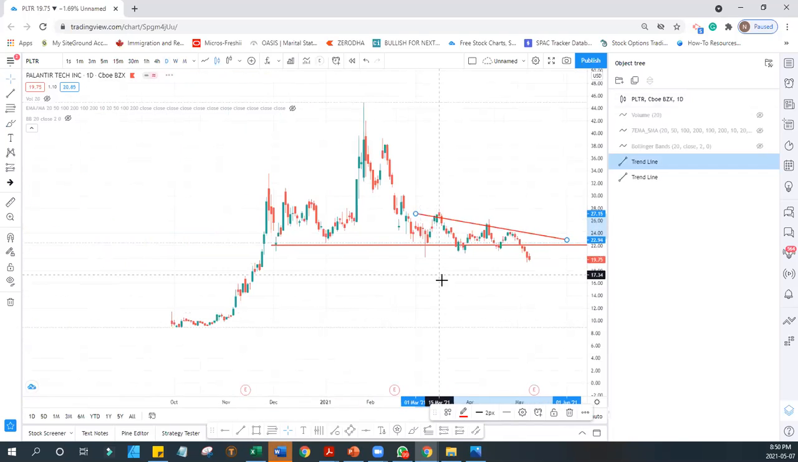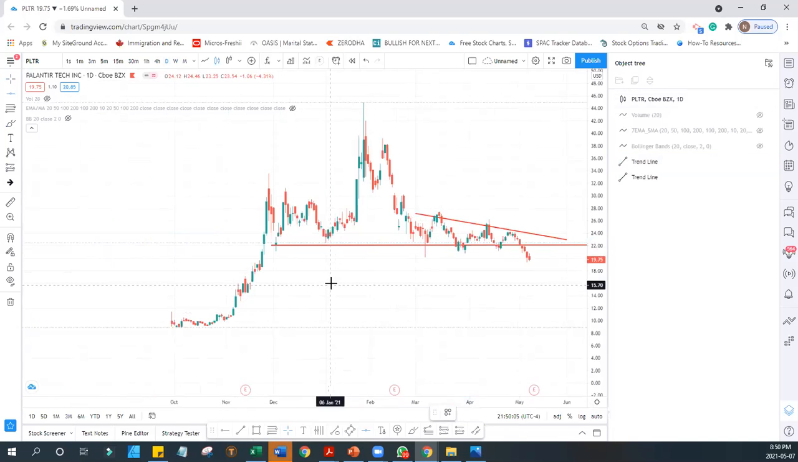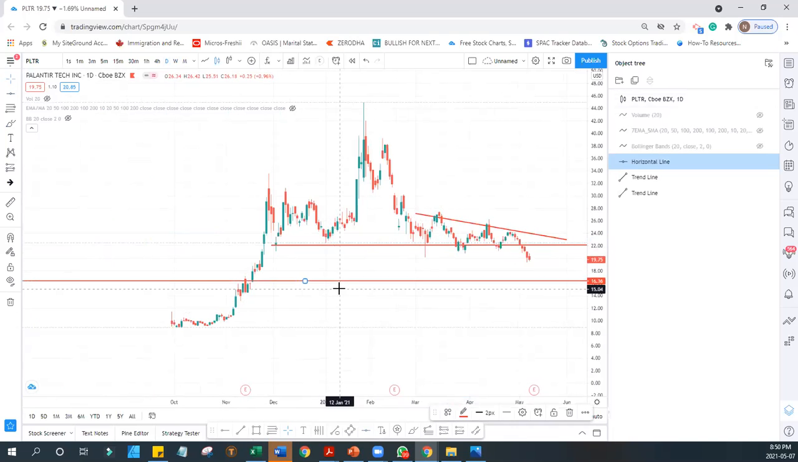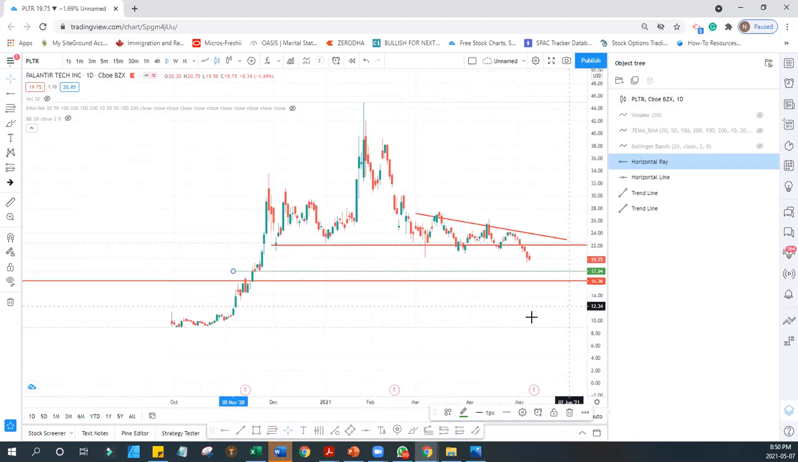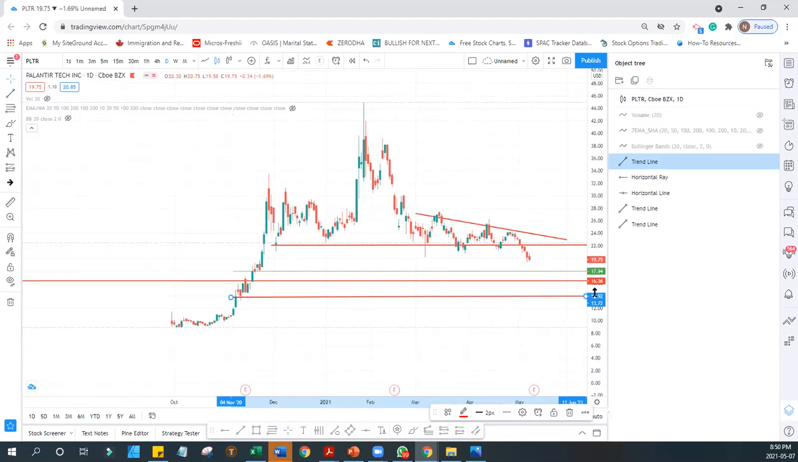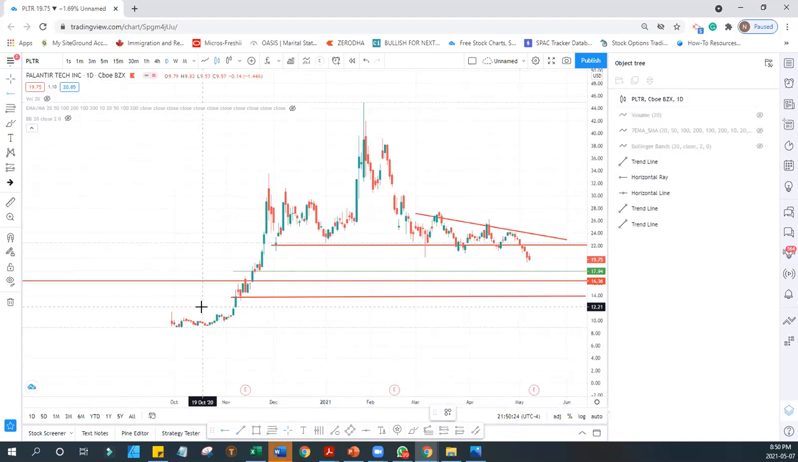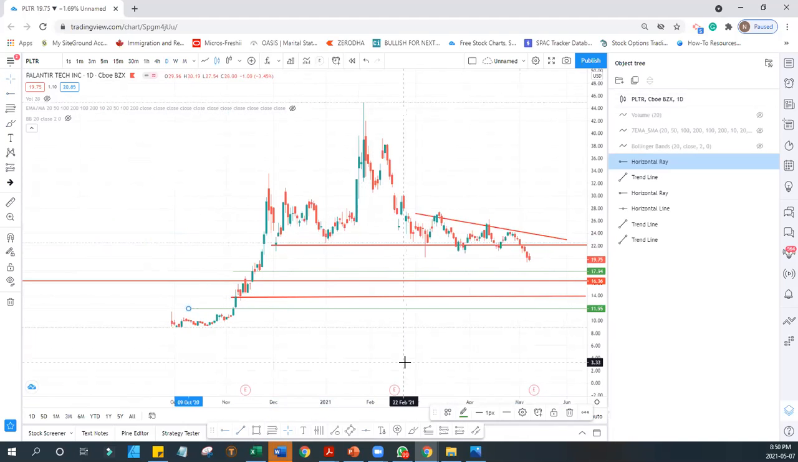So PLTR will come to this level, 16, 14. It depends. It might find some support here at $18, if some news comes up. If not, then 16.75, and then the next level will be $14, and then the next will be $12. It might reverse from any point because those are the supports, right? So it might reverse at any time. So remember these kinds of patterns, and look at the bigger picture as well.